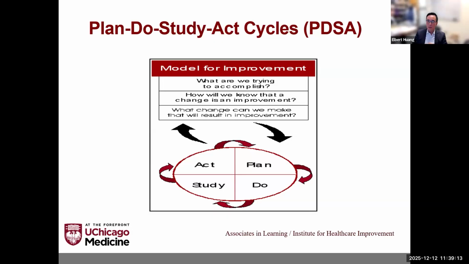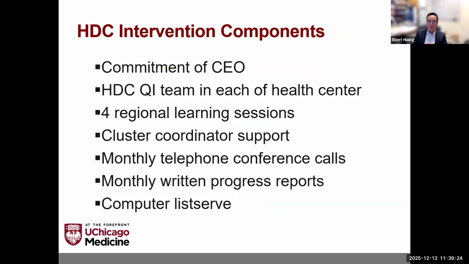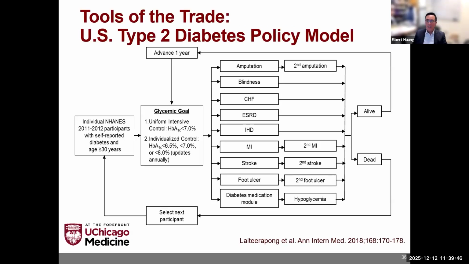This is the famous cartoon of the Plan, Do, Study, Act cycles. You just keep iterating and changing as a system to try to improve care. And the health disparities intervention also required a commitment of the CEO, these regional learning centers, regional learning sessions, and then they had these cluster coordinator support calls. This is all in the era before electronic health records were readily available. So if they had to look at quality of care, they had to pull charts to determine if quality of care improved.